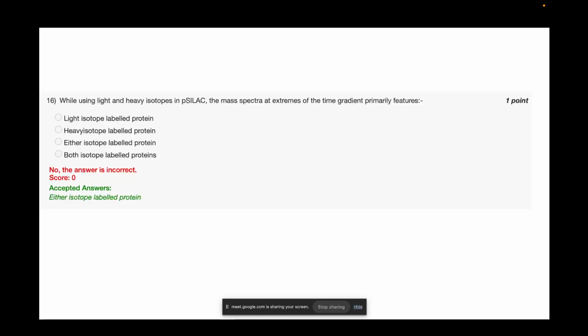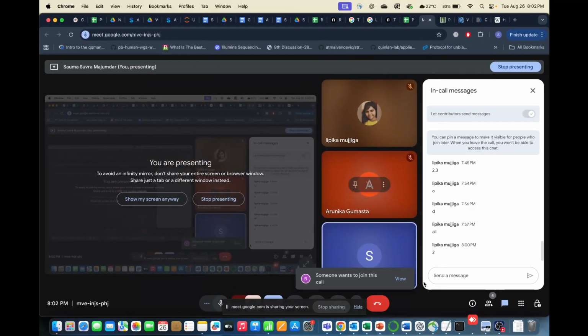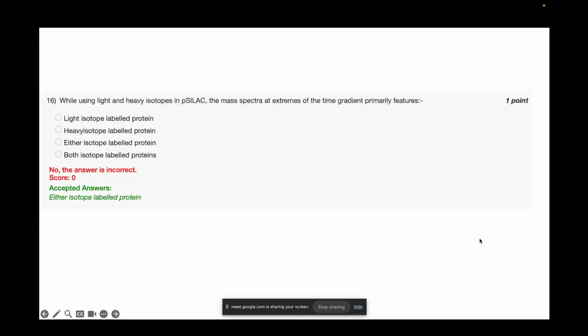I hope I was clear. So basically the idea is that you're taking both the proteins together, tagging them, and then doing the mass spectrometry, right? So across the time gradient, it can be heavy isotope at the beginning and light isotope at the end, or it can be the reverse as well, light at the beginning and heavy at the end. So it can be any combination. So either isotope labeled protein can be present across the two extremes of the time gradient.